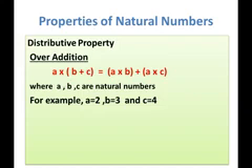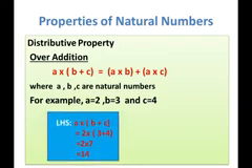For example, if we take A equals 2, B equals 3 and C equals 4, then my LHS becomes A into (B plus C). Putting the values, my LHS becomes 2 into (3 plus 4). I have to solve the bracket first, so 3 plus 4 equals 7. Now 2 into 7 is 14.